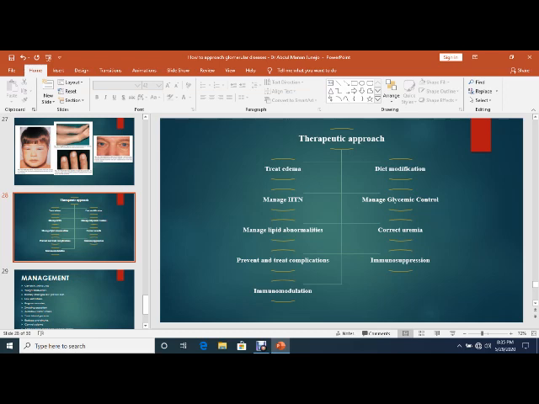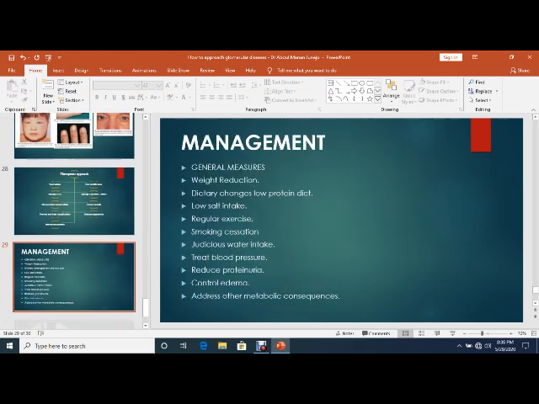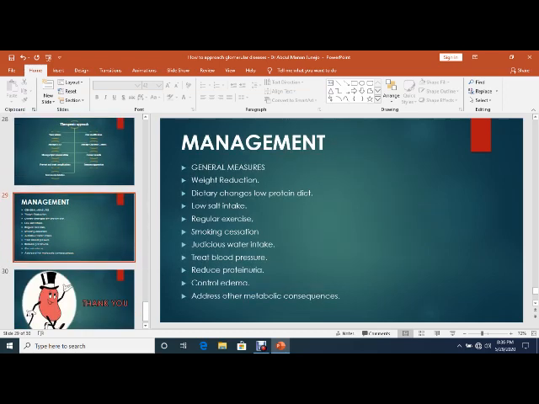Immunosuppressive drugs have an important role, like corticosteroid, azathioprine, and cyclosporin. There are certain complications of nephrotic syndrome. We should prevent and treat complications like deep vein thrombosis, renal vein thrombosis, or infections. So we should treat that. This is the last slide.